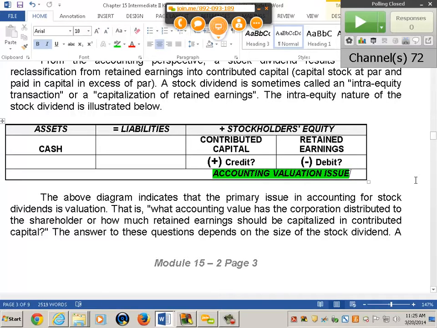Even if it's declared, it can be reversed by the board of directors. And the reason why there's no liability, you didn't promise to give anybody anything. There's no promise to distribute corporate assets. So there's no liability to distribute any assets.